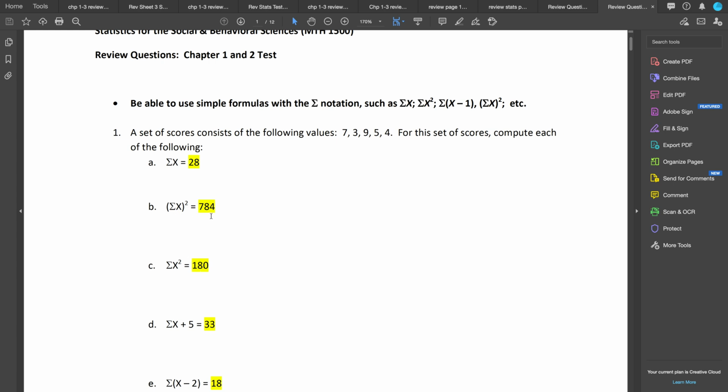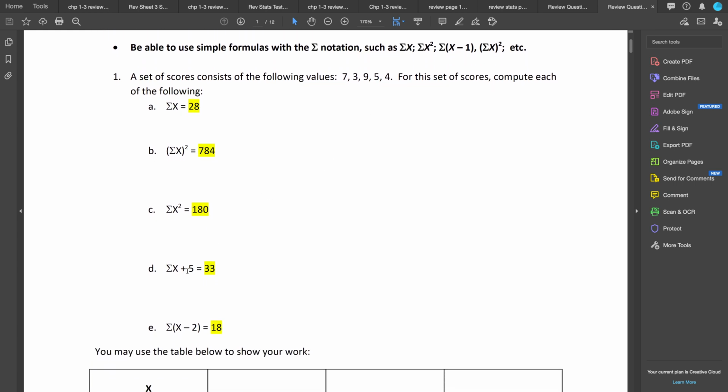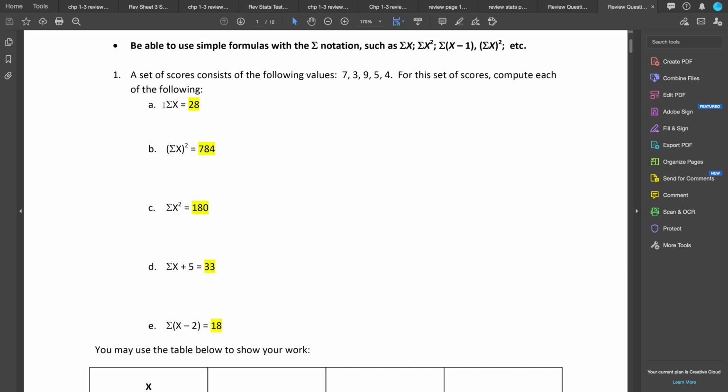So for letter B, if you take the 28 that they all added up to and then square it, you get 784. For letter C, if you square the 7, you get 49, the 3 to get 9, the 9 to get 81, and so on, and then you add them up, you will get 180. Letter D is the sum of the x's and the 5. That means you go to the sum of the x's, which is up here in part A, that was 28, and you add 5, and you get 33.